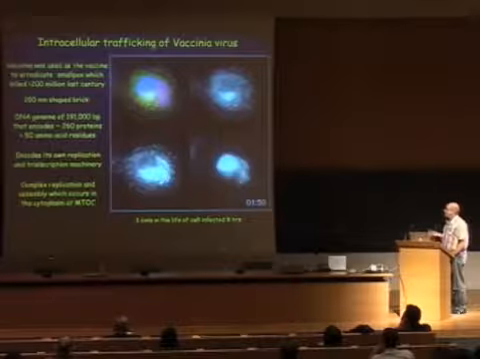And basically what you can see, this is only 3 minutes, but the virus is a little brick. It's 250 by about 300 nanometers, and you can see there's a lot of movements going on. So clearly these movements are not going to happen by diffusion. They have to be an active process involving the cytoskeleton and various motors.